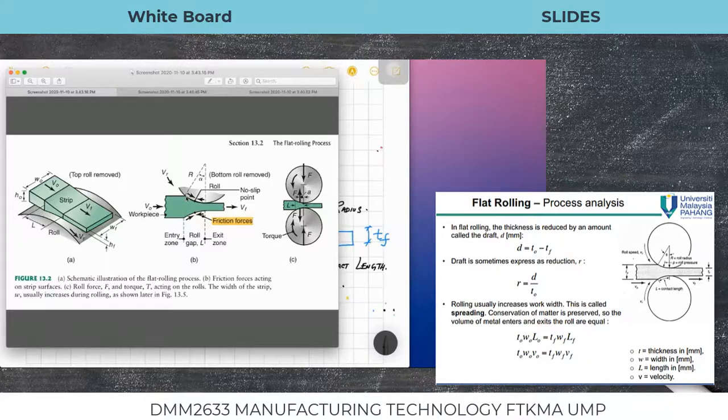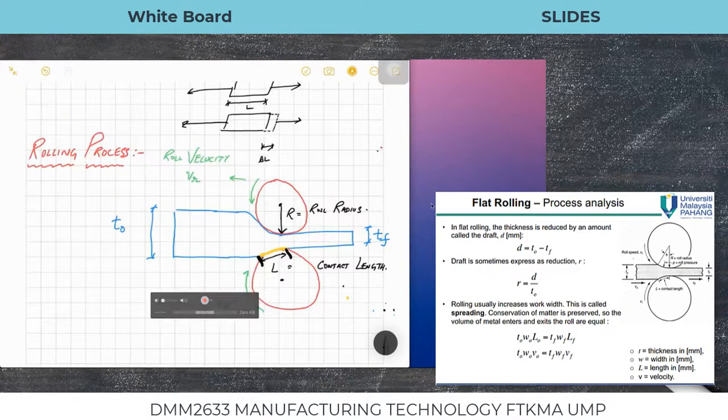In a similar way, the roll also experiences friction force the moment it touches the roller, and it experiences friction force until the end of the contact length. So that contact length is very important for calculating the friction coefficient. Okay, what is friction coefficient? Friction is basically the resistance of a body for movement when it is in contact with something.